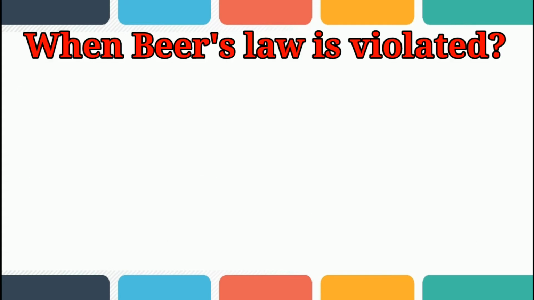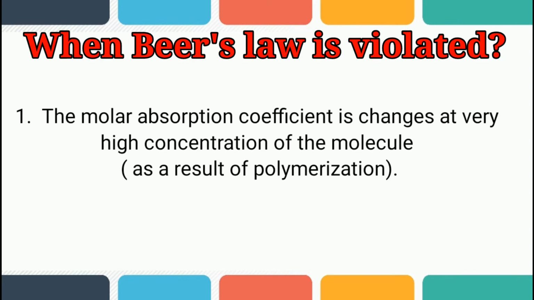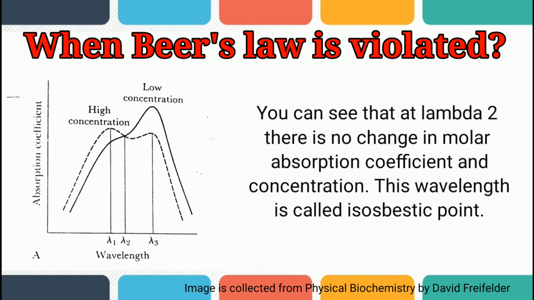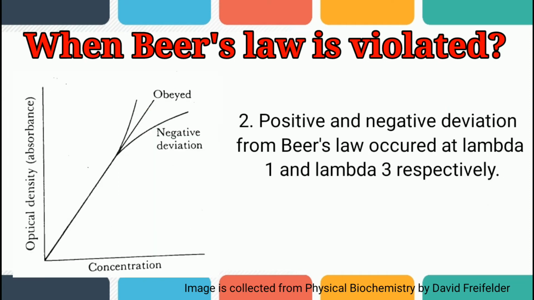Although Beer's law is very helpful to measure the concentration of a compound, it has some limitations. For example, when the concentration is very high, the linear relationship between concentration and OD is lost. Here we can see that at a very high or very low concentration, epsilon deviates from its actual value. Only at lambda 2 there is no change, and this wavelength is called the isosbestic point. You can see a positive deviation at lambda 1 and a negative deviation at lambda 3.